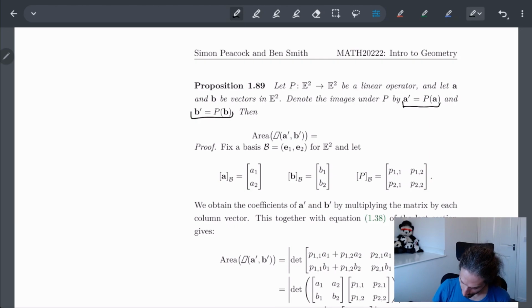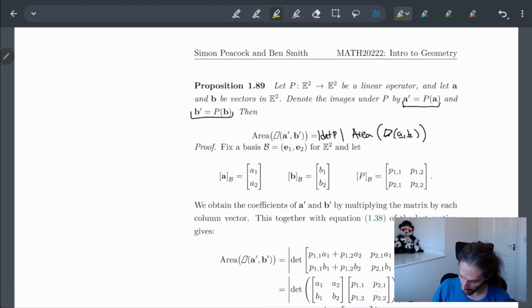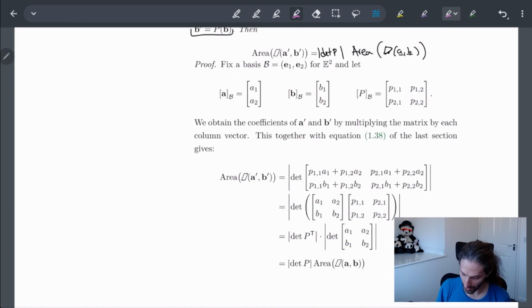And it turns out that it's almost the same. We have the area of the parallelogram from the original one, but in front, we want to keep track of how much our linear operator is distorting our area. And this is what the determinant is doing. It's saying that you want to keep track of how much this distortion is happening.